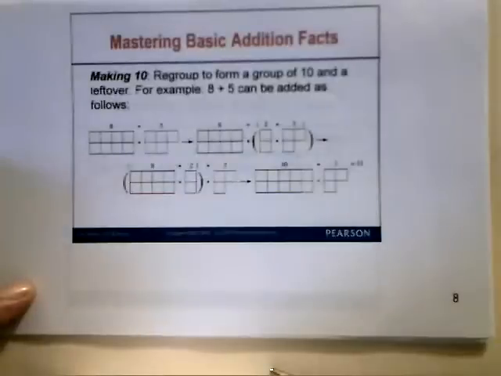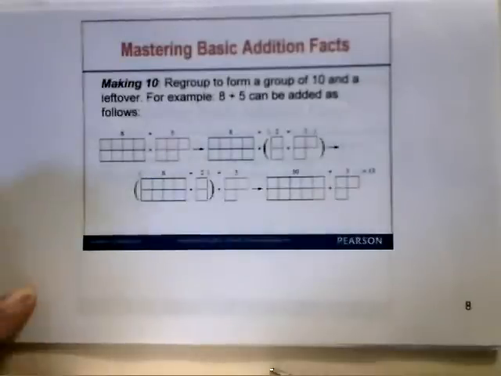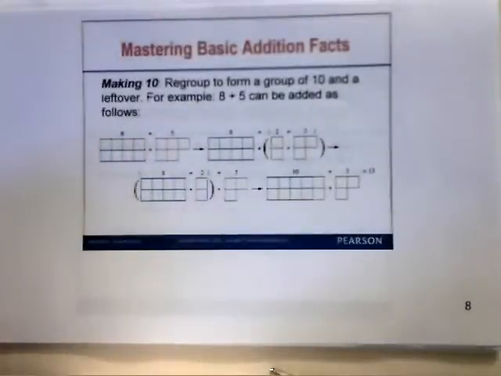Also, making 10 is another method of mastering basic addition facts. You want to regroup to form a group of 10 and a leftover, like 8 plus 5. You can do this. Break up the 5 into 2 plus 3, because you want to add 8 plus 2. That will give you 10, and then you got 3 left over, which will give you 13.